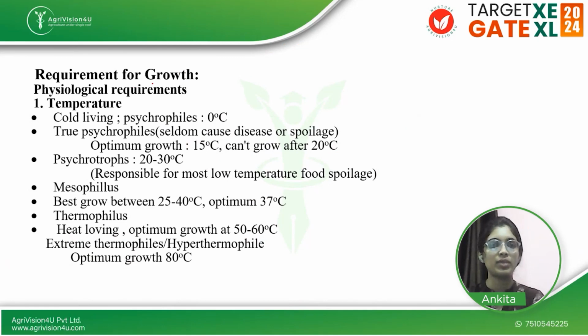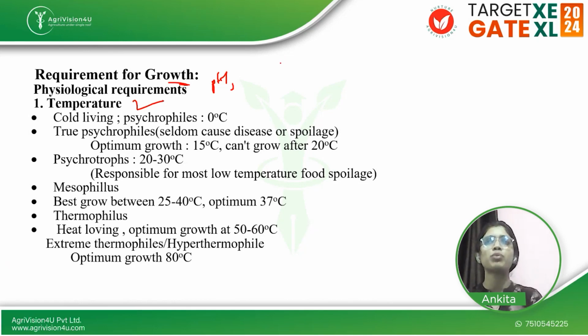So when you go for the requirements of growth, there are many requirements. In physiological requirements, you will have the temperature requirement, then the pH, and the atmospheric conditions. If you are a bacteria or a culture and you do not get these favorable atmospheric conditions, what will happen? It will not grow. Why? Because those conditions are required for the growth of your microbe.